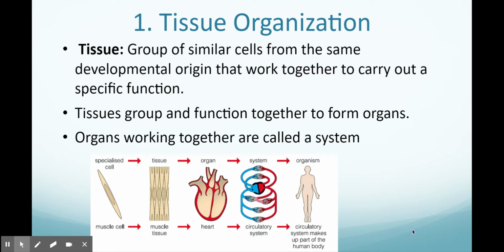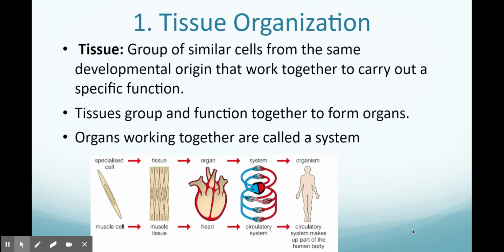First is tissue organization. When we talk about tissue, we're describing a group of similar cells from the same developmental origin that work together to carry out a specific function. In complex organisms, tissues group together and function together to form organs, and organs can work together to form a system. An example from the human body: you have a specialized muscle cell. Many muscle cells working together make a muscle or muscle tissue.